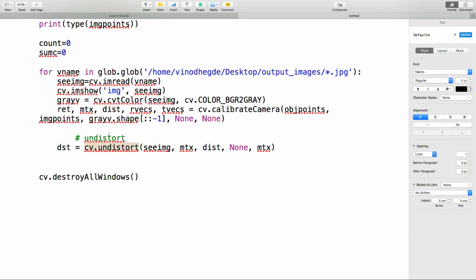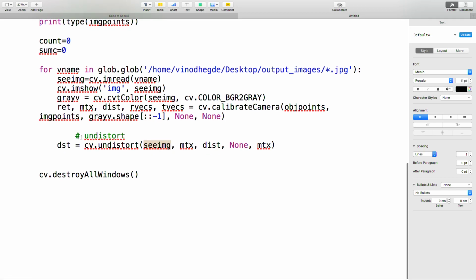Now what do you do? You take this camera matrix and the distortion coefficients, and you can see this function cv undistort. You take one of the images that you have of interest and feed it to this function. What you get at the output is a completely undistorted image, which is this variable here, dst. With this you have done the camera calibration.